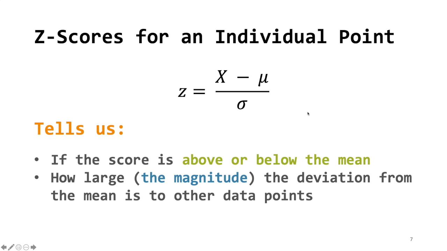This is the equation for it. It's not too bad. We're going to do a few of these by hand. What this says is this is our value, the individual point. This is the mean, and this is the standard deviation.